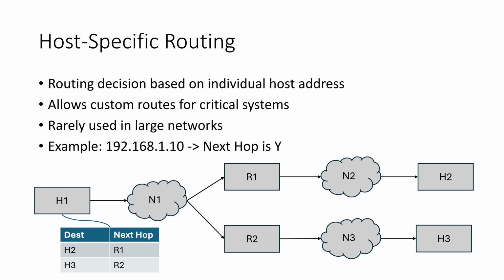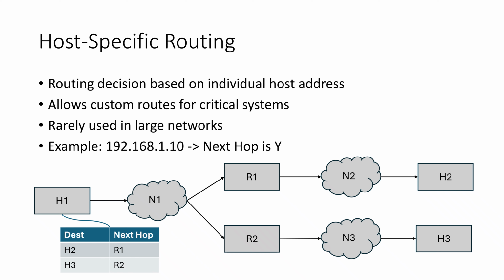Now let's look at host specific routing. Unlike network specific routing, this method makes routing decisions for individual host addresses. For example, if a packet is going to 192.168.1.10, the routing table might have an entry directing it to a specific next hop different from other packets on the same network. This allows for precise control, and it's useful in cases like routing traffic to backup servers, redirecting sensitive data streams, or managing specific host based policies.